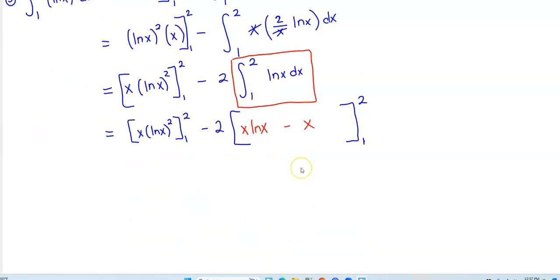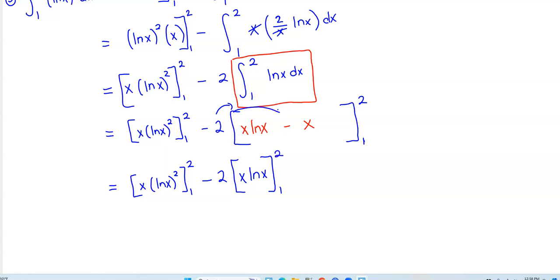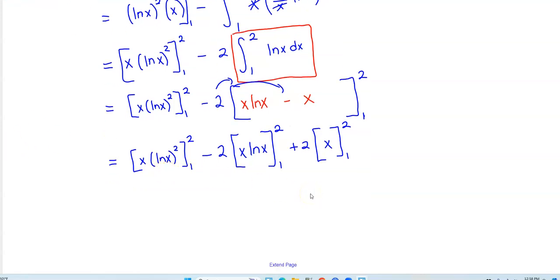Okay, so now we can distribute this 2, and so we have x times the natural log of x squared going from 1 to 2 minus, distribute the 2 here. If we distribute the negative 2, we have x times the natural log of x going from 1 to 2. Negative 2 times a negative is going to give us positive 2, and then we're going to evaluate according to x going from 1 to 2. So let's go ahead and do that.